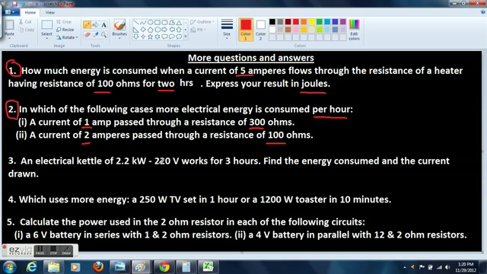Question number 3. An electrical kettle of 2.2 kilowatt, 200 volt works for 3 hours. Find the energy consumed and the current drawn.